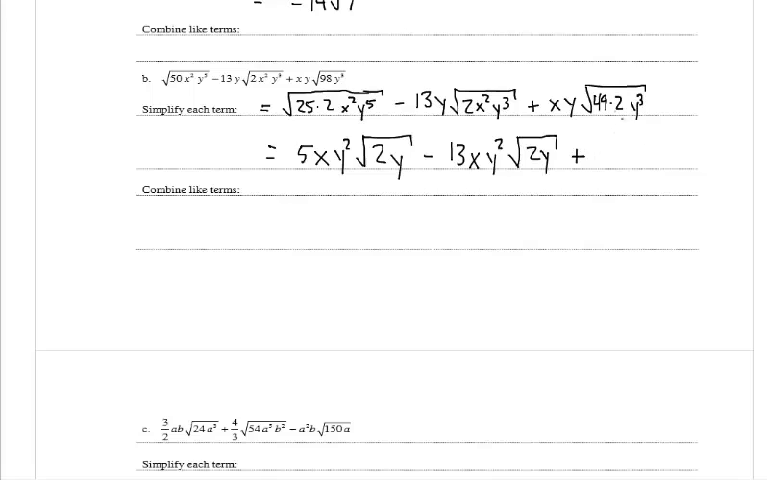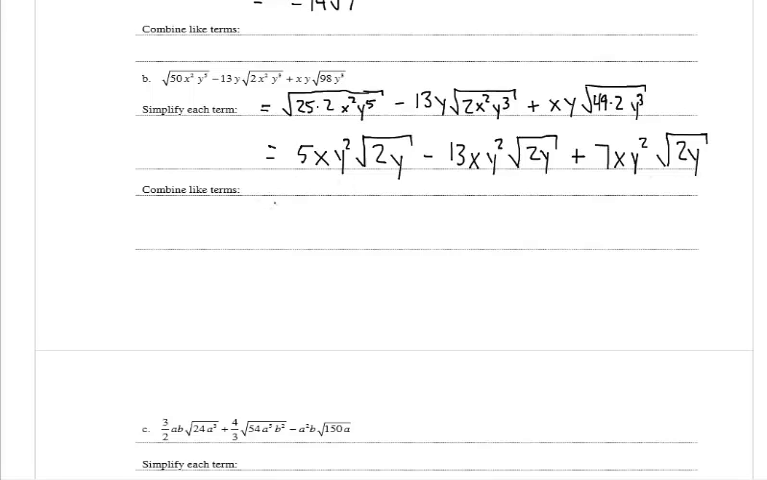Plus the square root of 49 is 7. We had an x on the outside already, this x, and now we have the square root of y cubed is y square root of y, so we're going to have y times y, or y squared, on the outside, times the square root of 2y.